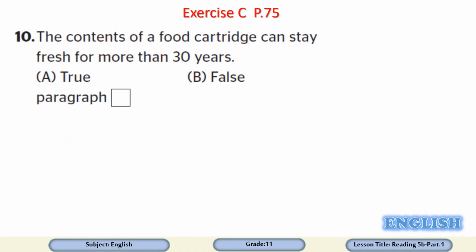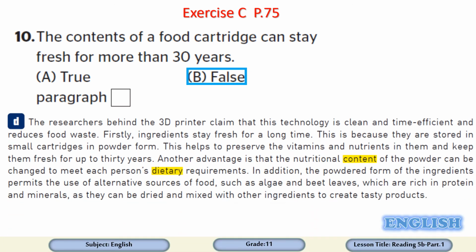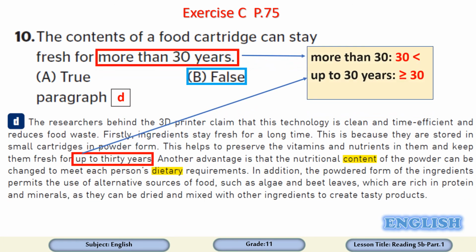Statement 10 now. Very good, it's false. The justification is in paragraph D. The statement speaks about more than 30 years, and the paragraph speaks about up to 30 years, and this makes the information different, and so the statement is false.